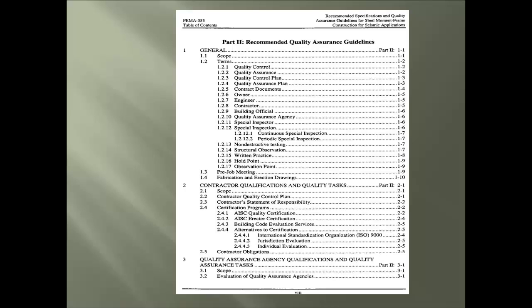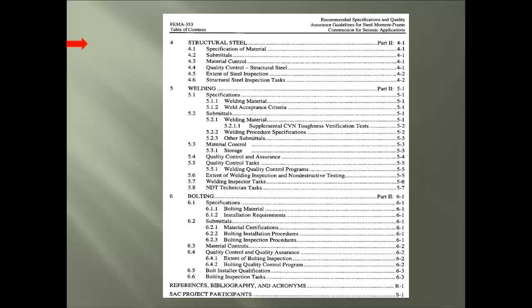Now, moving back to keep reviewing the table of contents, we see Chapter 3, which covers the qualifying and practices for the QA agency. Moving on to Chapter 4, structural steel. This covers the items for material approval. Now we see Chapter 5, welding, which reviews items such as weld acceptance criteria and material control. And lastly, Chapter 6 is bolting.